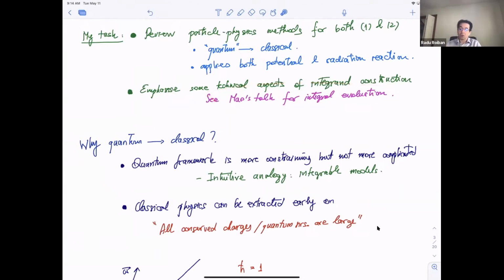So, of course, the first question one can ask: why start with quantum and go to classical? I'm sure this question has been asked many times, and everybody has their favorite answer. My favorite answer is that the quantum framework is more constraining, and at the same time, it is not more complicated than the classical framework. Of course, the notion of complicated is in the eye of the beholder, but this is my picture. And there is an intuitive analogy to this, which relates to integrable models.